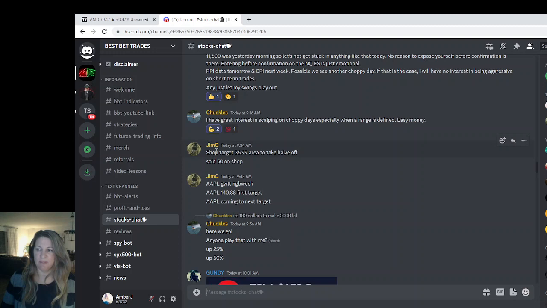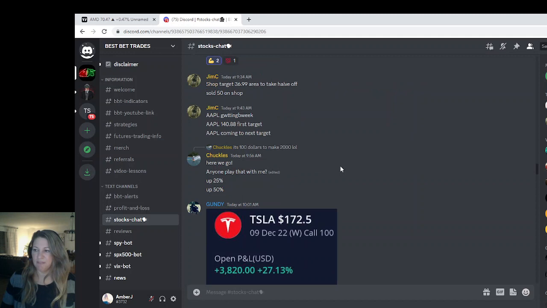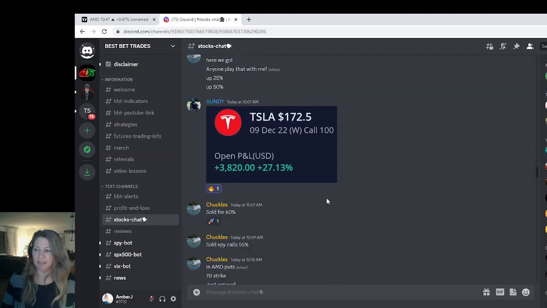Jim C is talking about his swing that he took on shop, and he sold half of his position on that and made a really good profit. He's talking about some of his other swings. Chuckles yesterday was swinging some calls for SPX, and then he's asking if anyone else got in that with him. So he was up 25%, then 50%, and then down here he sold for 60%, and then he also sold SPY calls for 55%. Really awesome plays that are given to us in the Discord. Lots of amazing information with very experienced traders. So I'm telling you guys, this Discord is awesome.